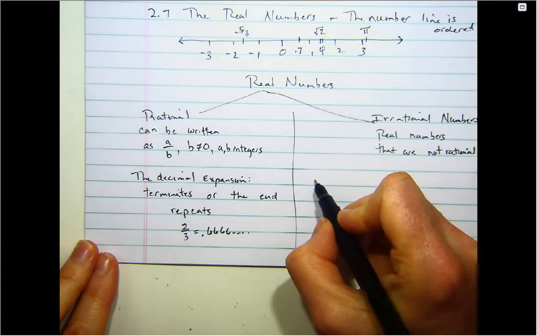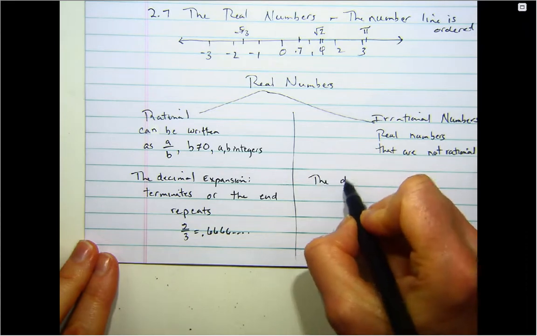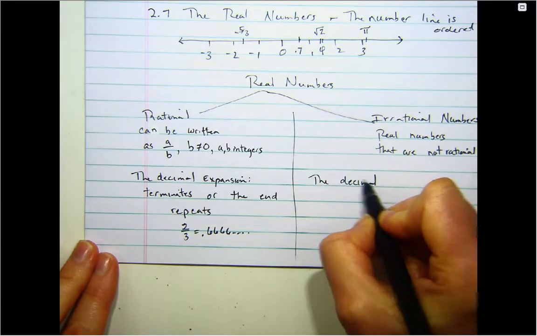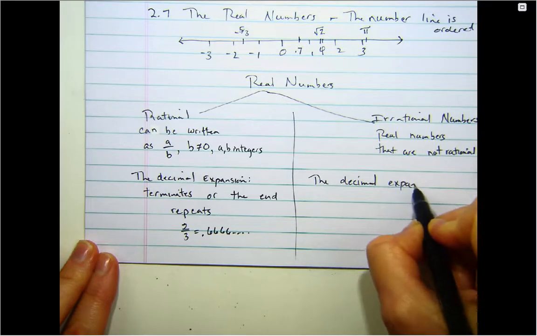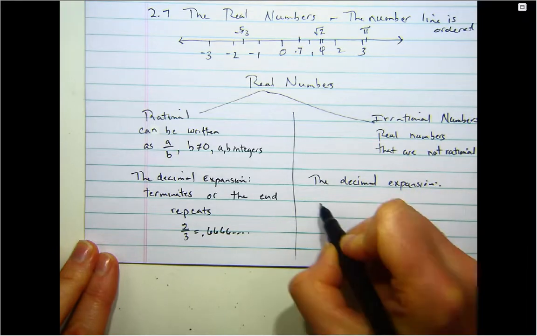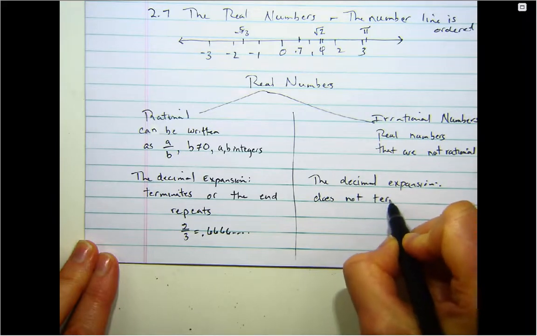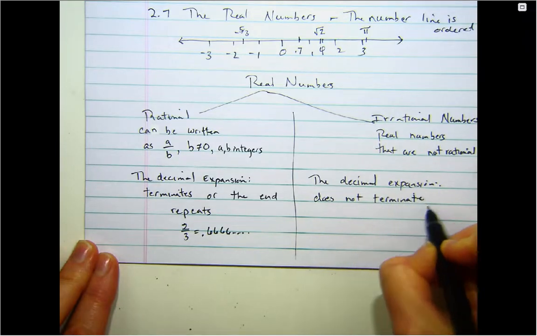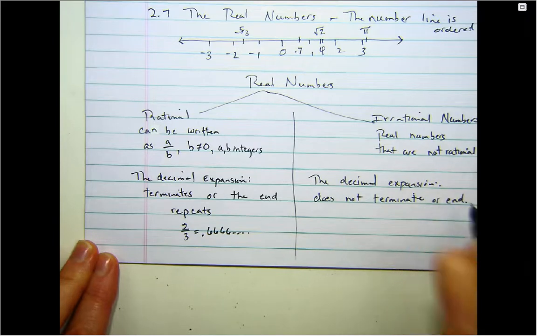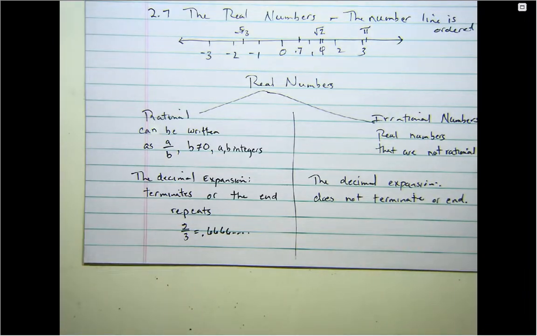So for irrational numbers, the decimal expansion does not terminate or end. So that's why we say pi is an irrational number. Its decimal expansion doesn't terminate. You can see this with the first 1,000,000 digits of pi. In fact, there's one in our suite like that. And the decimal expansion doesn't repeat either.